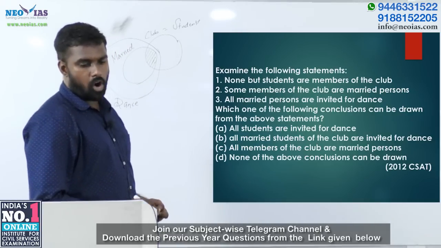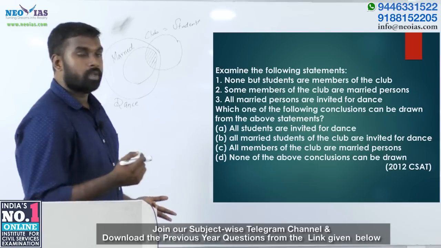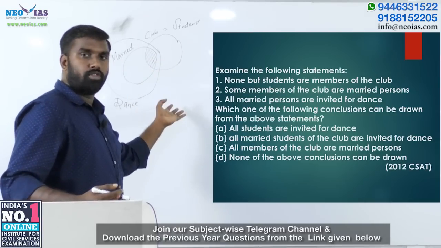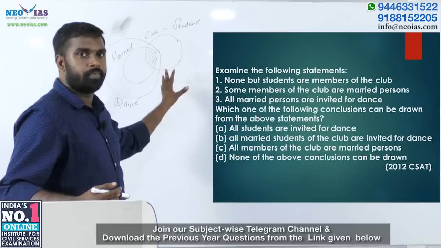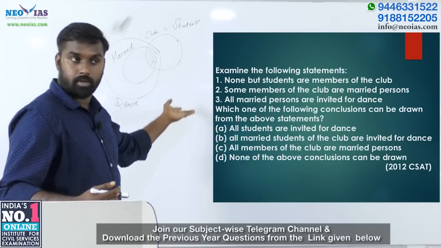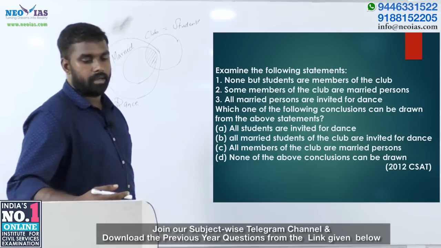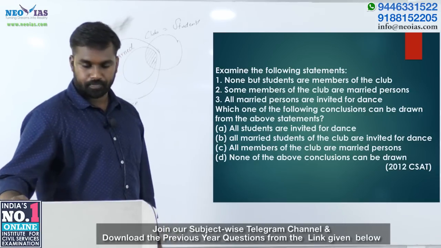And we'll see option C. All members of the club are married persons. No, only some. That is not known. All of the members of the club are students. They are married or not, we don't know. There may be some who are married, some who are not married. Okay, so option C is eliminated. So option B is the answer.